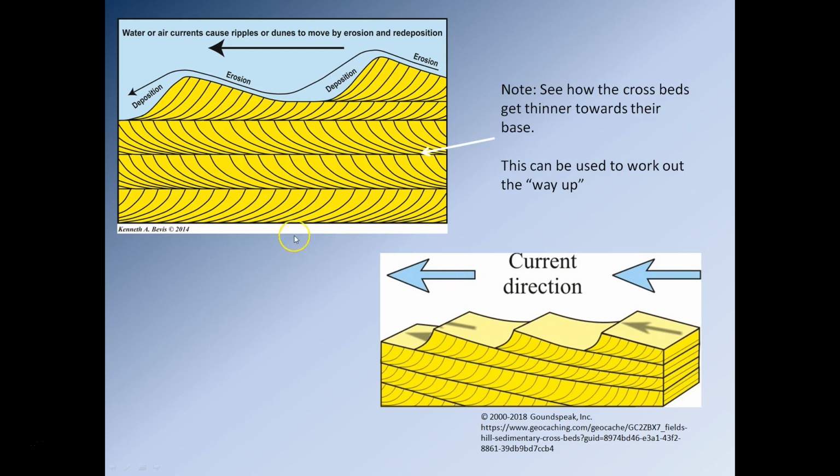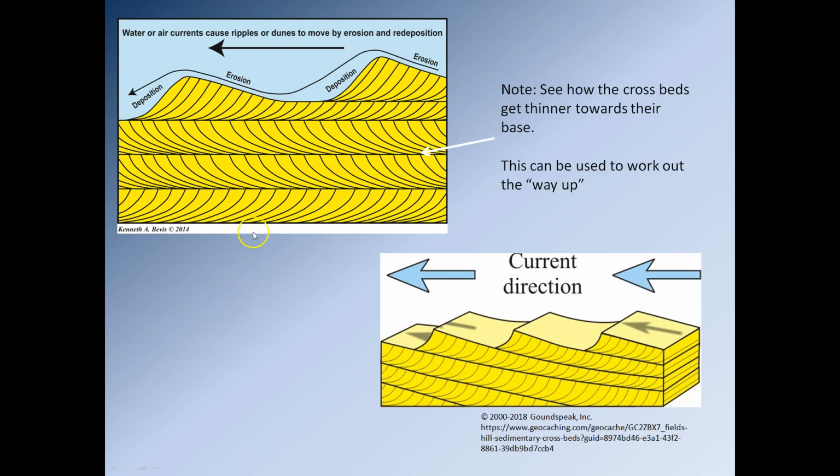So you can see it a bit more clearly in this diagram here. Here are our crossbeds, and you can see they are narrowing towards the bottom, and they are broadening towards the top. So we know this has to be the bottom of the layer, and this has to be the top of the layer, therefore that is up.